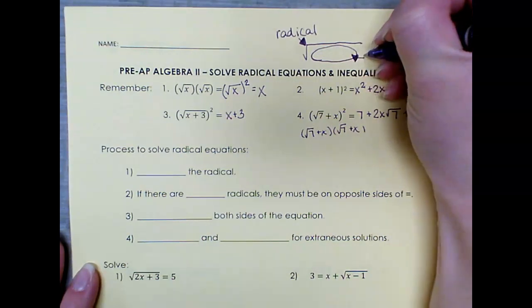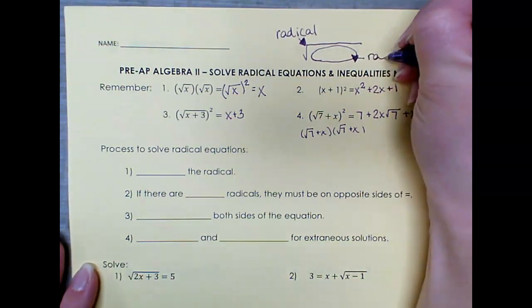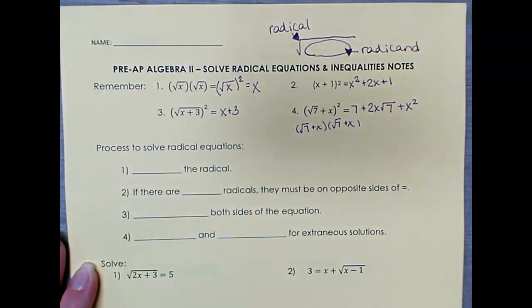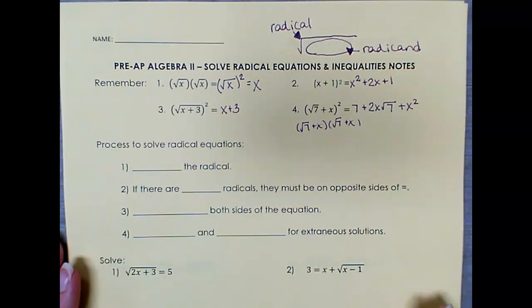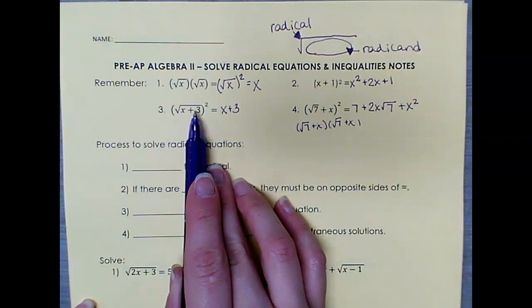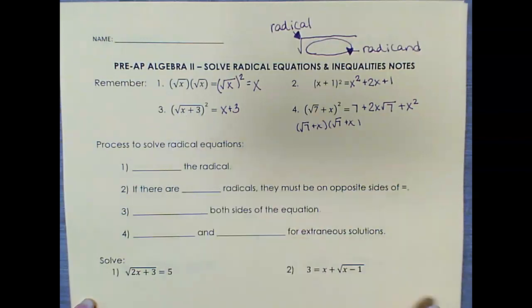This is the radicand. Everything underneath the radical is called the radicand. So when we talk about the radicand, we're talking about the stuff underneath the radical. For example, in number 3, what would be the radicand here? Well, it would be x plus 3, because that's what's underneath the radical.